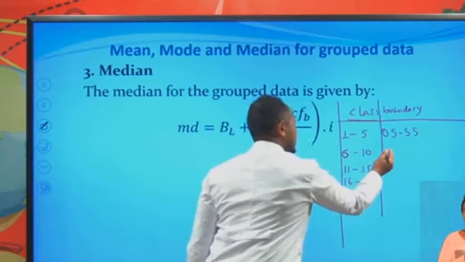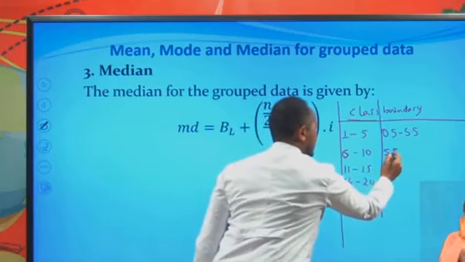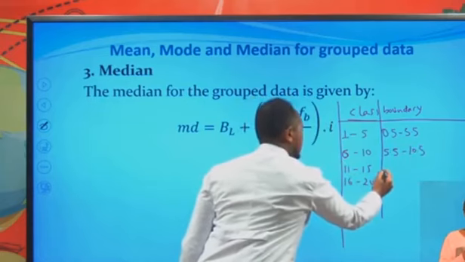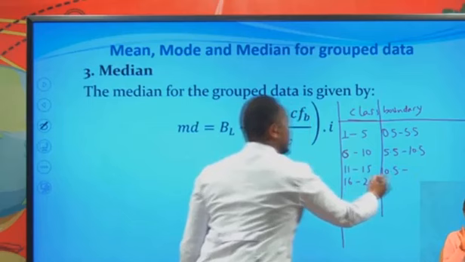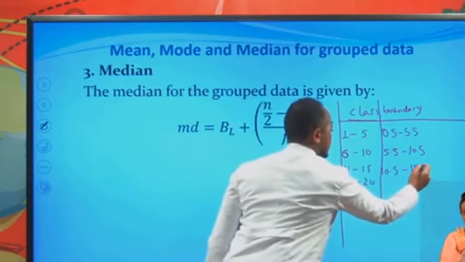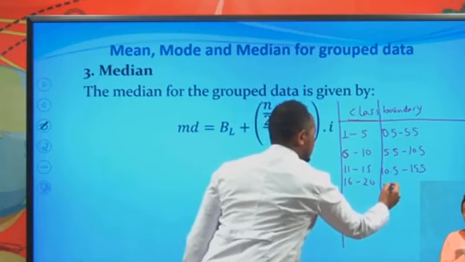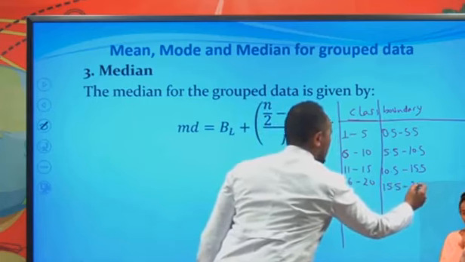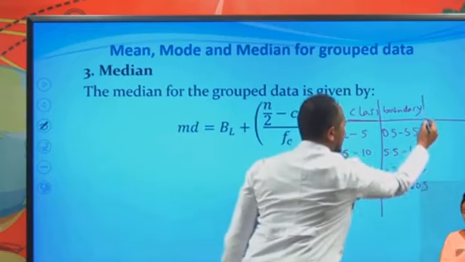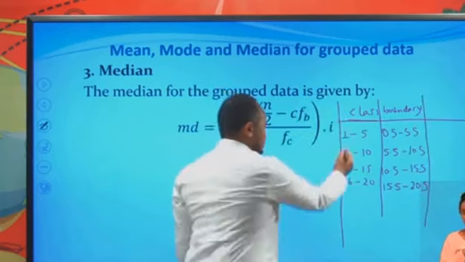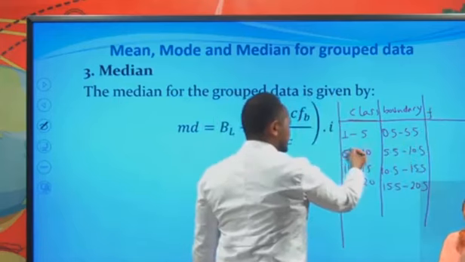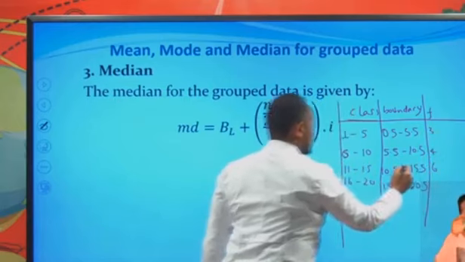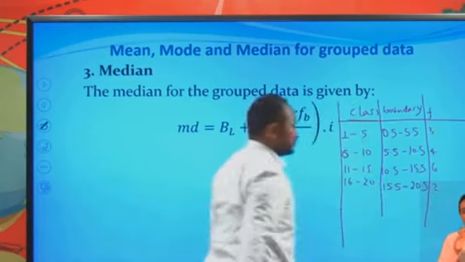Here from 5.5 up to 10.5. Here from 10.5 up to 15.5. Here from 15.5 up to 20.5. We have this class boundary. Assume the frequencies of the classes: let's take this one to be 3, this 4, this one 6, and assume this to be 2.